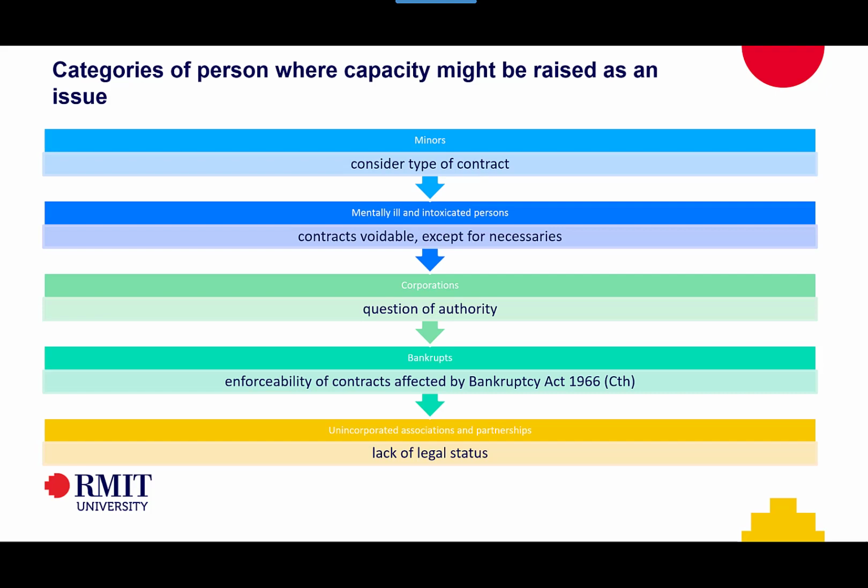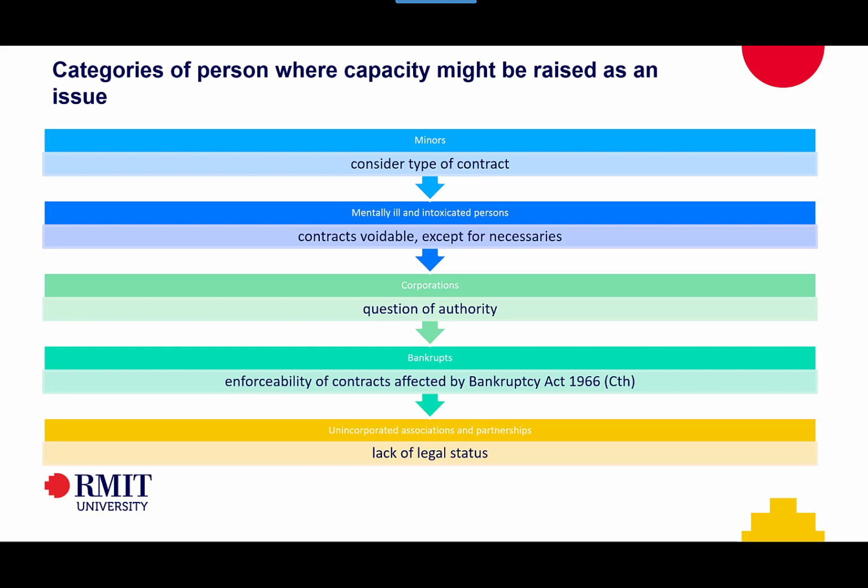And the other part goes to who has the authority to bind the company, which is largely dealt with in section 127 of the Corporations Act, which effectively says if it's been signed in this way by these people, then you can rely on it. You can assume that it's binding.